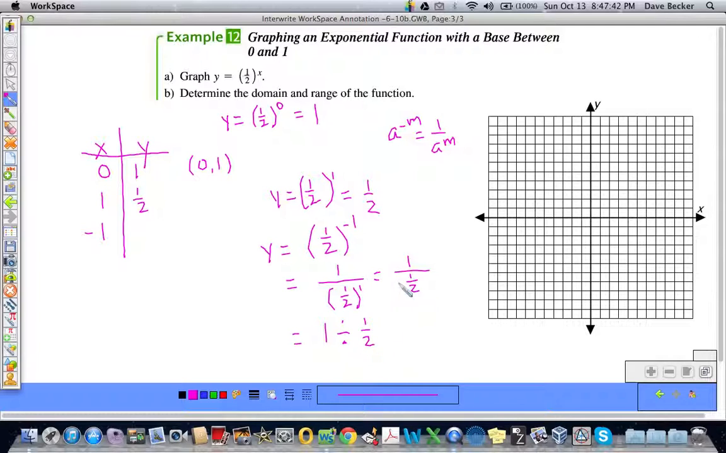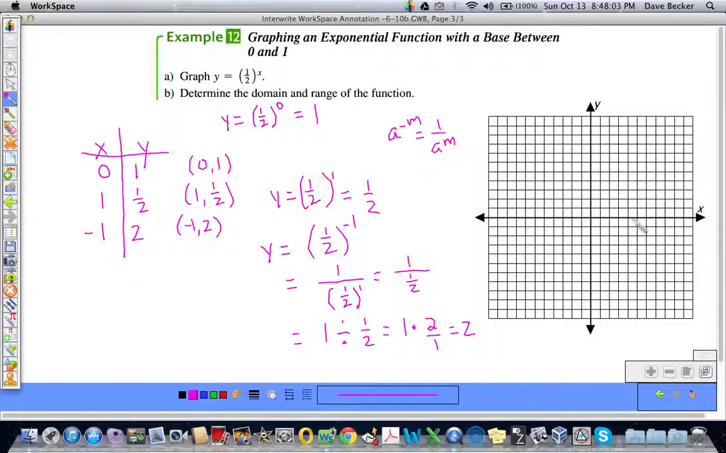And you might be able to do that in your head. You should be able to. But if not, 1 divided by 1/2 is equal to 1 times 2 over 1, which is equal to 2. So for negative 1, y equals 2, and we have the ordered pair negative 1, 2. And we have the ordered pair 1, 1/2. Let's go ahead and plot those.